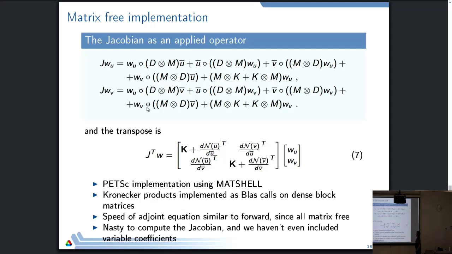So we implemented this with MatShell in PETSc. The Kronecker products are implemented. Kronecker and tensor products are the same thing. Kronecker products are implemented with BLAS calls on dense block matrices. And forward and backward will end up having almost the same efficiency because it's all done the same.